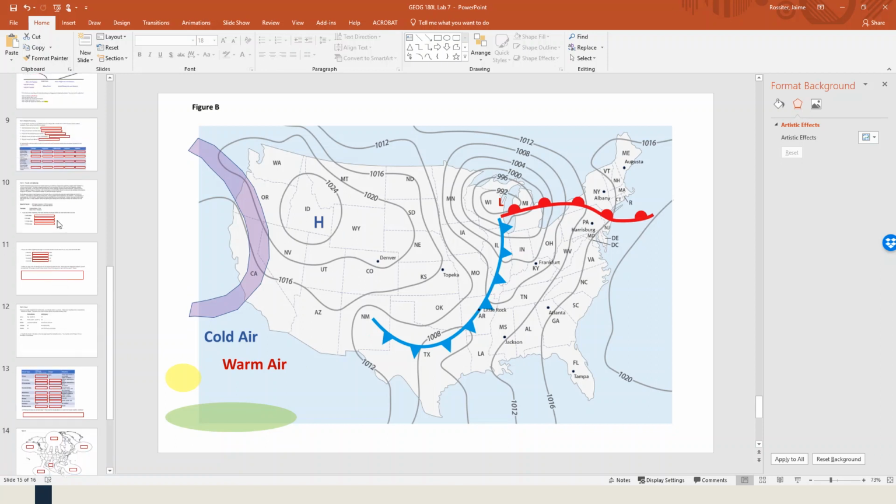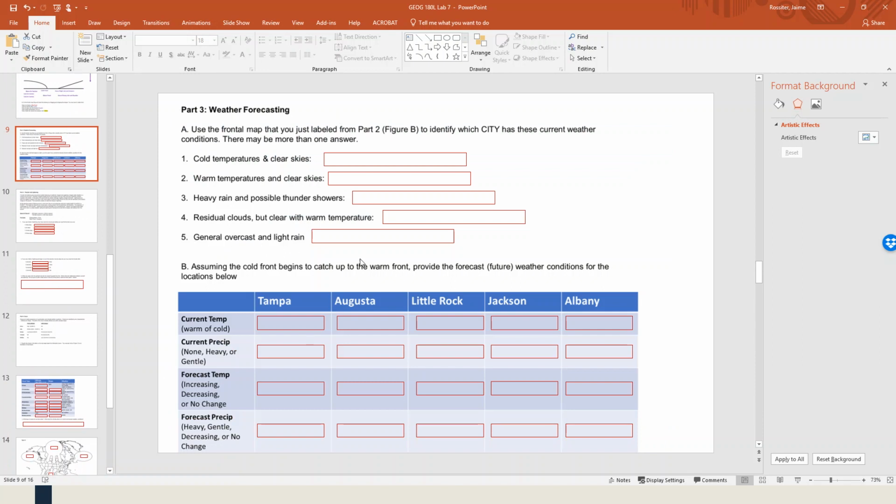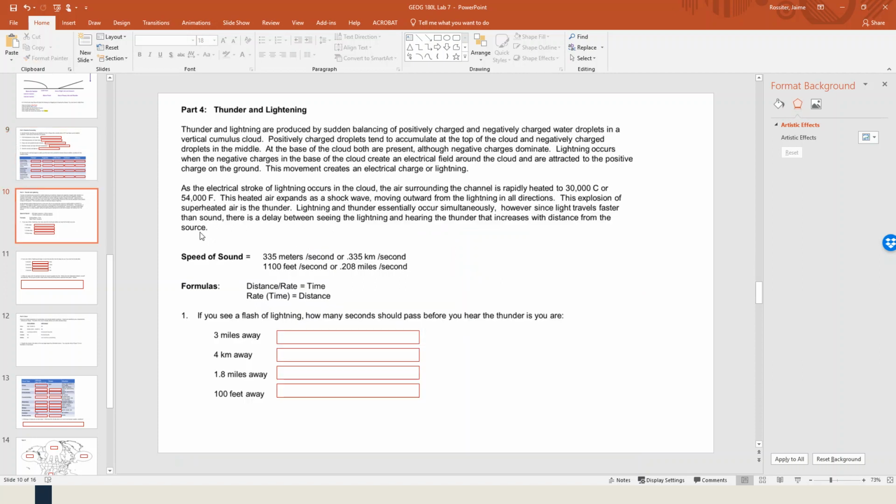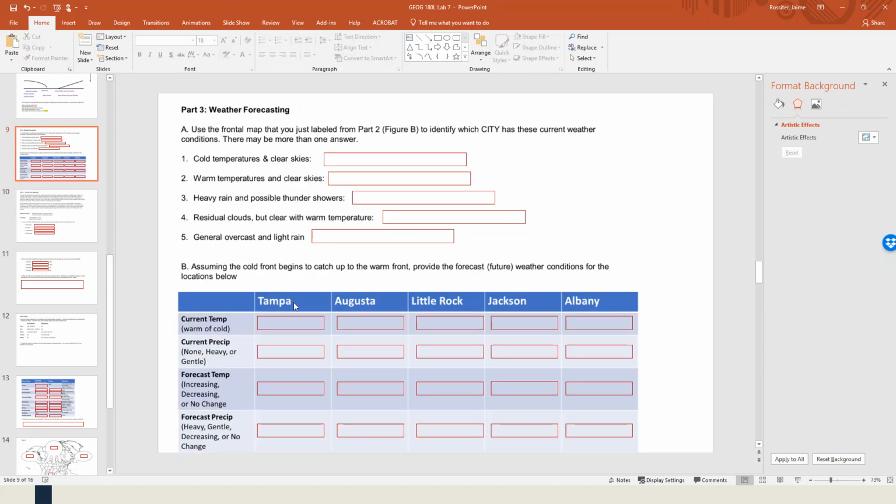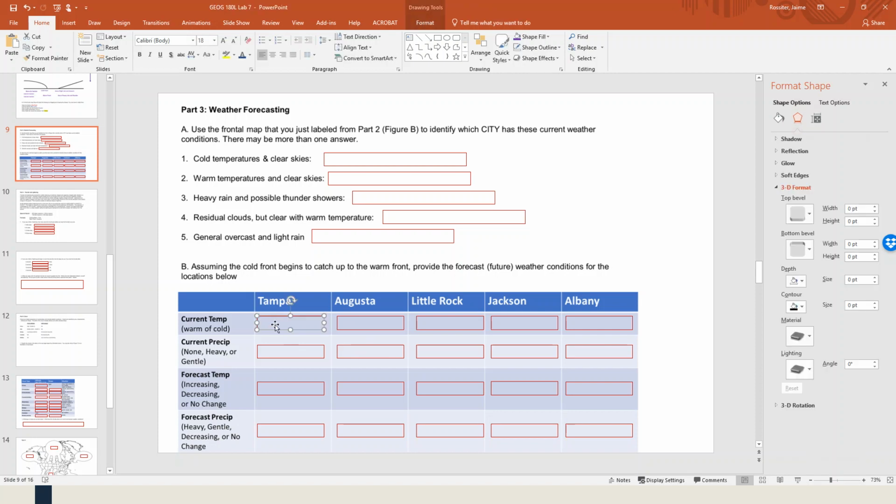What you're going to do in this first part A is identify which city, don't tell me a state, a city, has these current weather conditions, cold temperatures and clear skies. It's possible there's more than one answer. You don't have to give me both answers. And then we are going to fill out this table, and you are going to tell me at these different cities what the current temperature is. So in all of these boxes, you should write warm or cold. That's it. What the current precipitation is: none, heavy, or gentle.